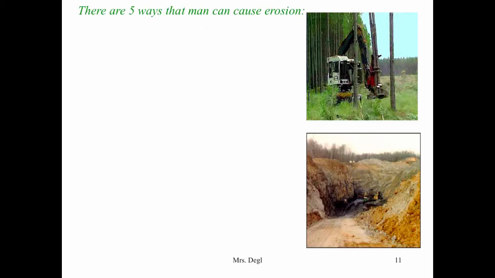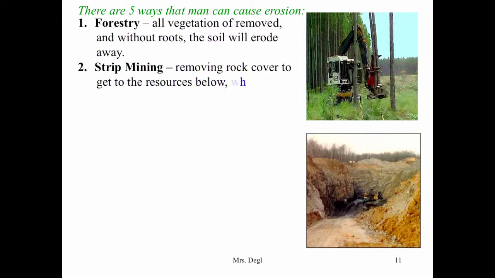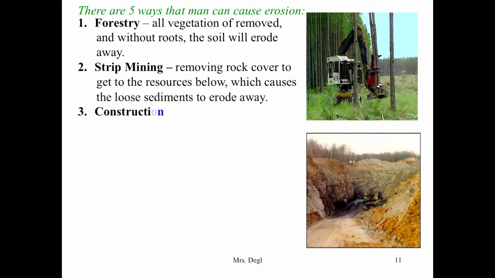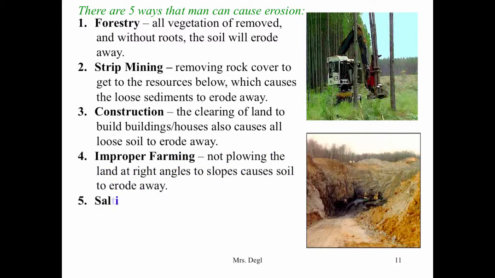So what are 5 ways that humans are making erosion actually increase? Well, deforestation is a big one. When we are removing all these trees, we're cutting down their roots, which is leaving the soil exposed to be eroded away faster.